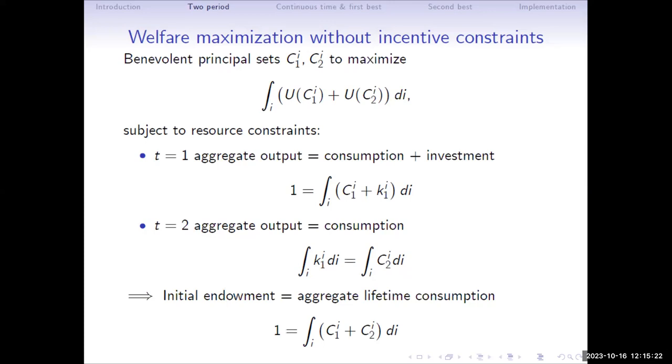And at time two, well, we have planted k at time one, and so at time two, we have k. It's just a storage from time one to time two. And so if we put the two together, we have that 1, which is the amount of resource we had at the beginning, is the sum of all the consumptions through time, which we can call the aggregate lifetime consumption. And in the continuous time model, you will see something very similar happening.